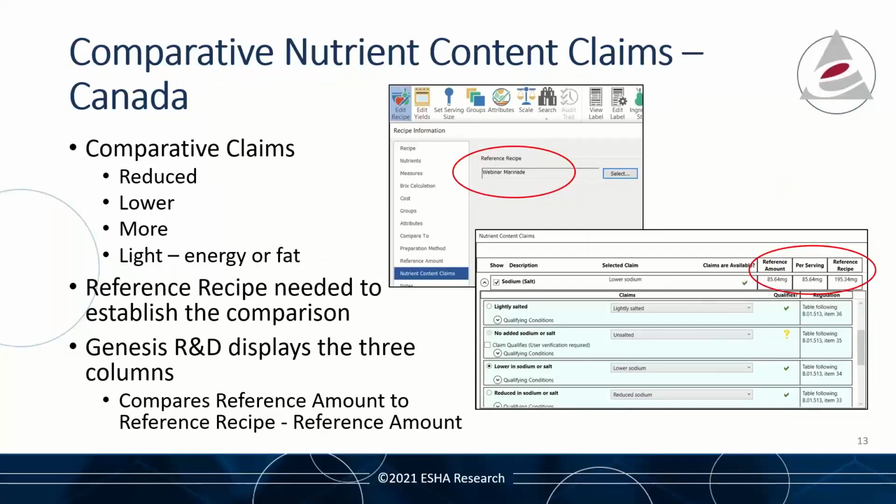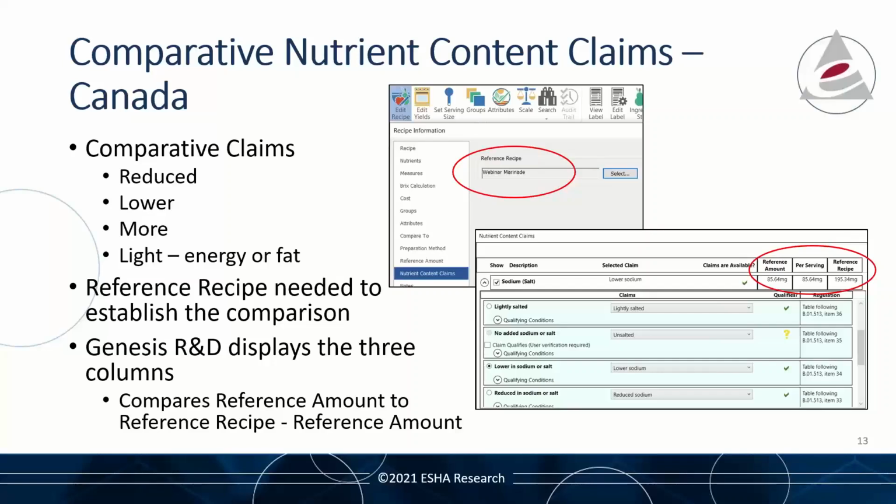And comparative nutrient content claims are those that compare the nutritional properties of two or more foods. Examples of such claims include phrases like reduced or lower, more, light in terms of energy or fat. When making a comparative claim between two similar foods, a reference recipe is used. The reference recipe is the standard version of the food, which gives the baseline on which comparative claims can be made. For example, a reduced sodium recipe is compared to a reference recipe with the usual amount of sodium content.